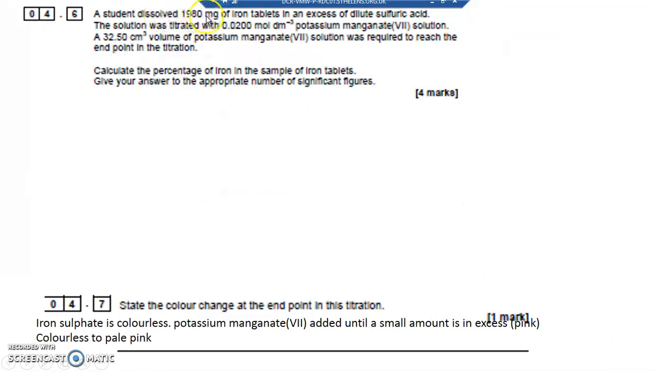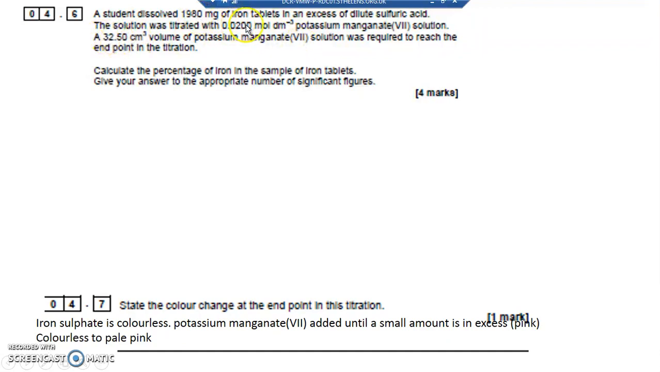A student dissolved 1980 milligrams of iron tablets in excess dilute sulfuric acid. The solution was titrated, and I've got a concentration of 0.02 mole per decimeter cubed of potassium manganate solution, and it's given me the volume of potassium manganate solution. If I've got a volume and a concentration, it wants me to work out moles, because concentration is moles divided by volume. I'm going to have to get this volume into decimeter cubed first. I've got to divide by 1,000, so to get centimeter cubed up into the next unit larger, I divide by 1,000, so that will equal 0.032.